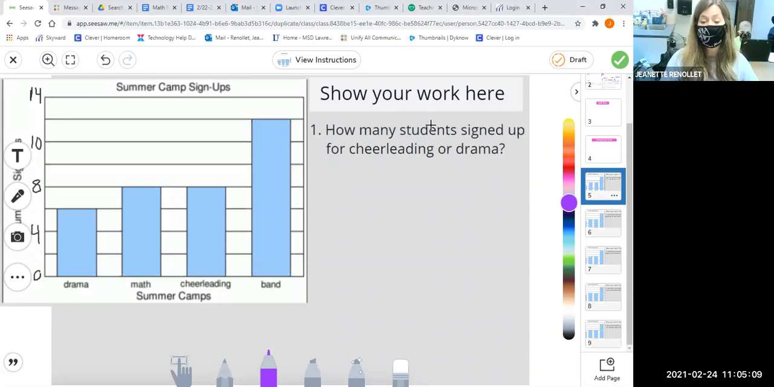Today, you have a bar graph that you are going to read, analyze, and answer questions. Just like we did during quizzes, you need to be careful that you are looking for the scale for each graph. Let's look at number 5 together.